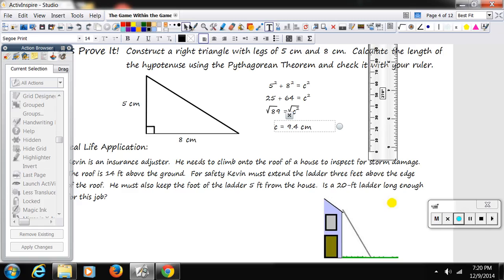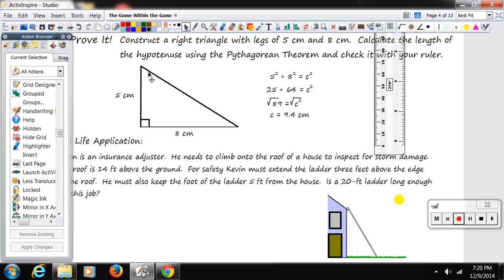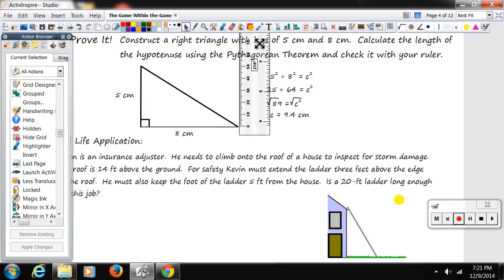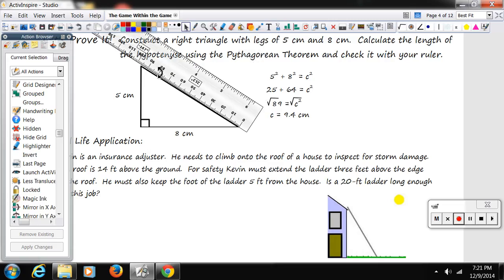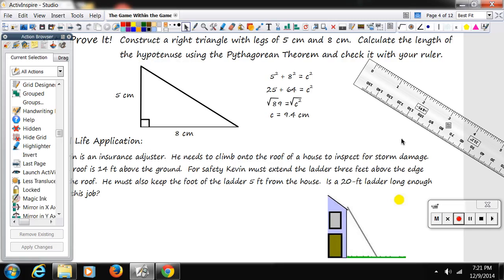And now that they know what the Pythagorean theorem says that this hypotenuse should be, you can measure it and see if it actually is 9.4. And if I slide this into place, hopefully they can see that my point comes right here. It looks like it's just below the 9.5, so I think I'm pretty close. You could prove that to them. They could look at it. They can prove it on their paper that it should be 9.4 centimeters. So I hope this little video helps you with the construction and how to do the activity.